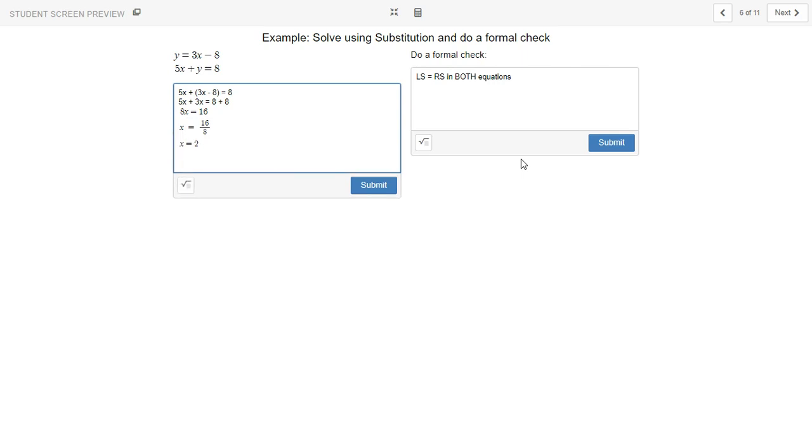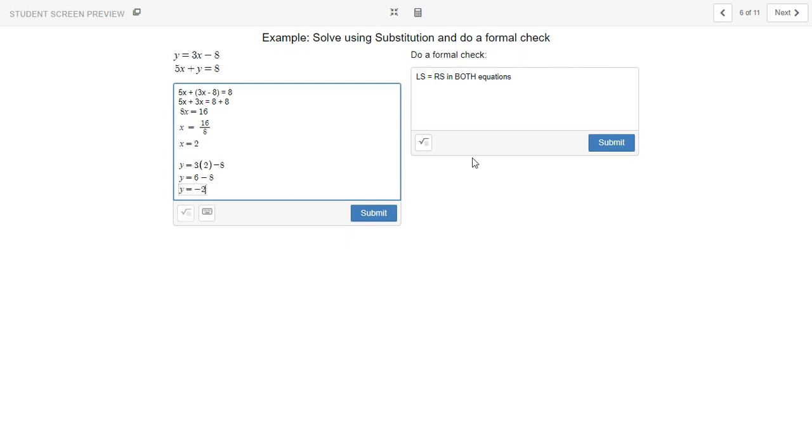Now let's substitute this back into one of the original equations. In this case, I'm going to choose 1 because 1 is already rearranged. So y is equal to 3 times 2 minus 8, and 6 minus 8 is equal to negative 2. Our solution here, we have x, y is equal to 2 and negative 2.